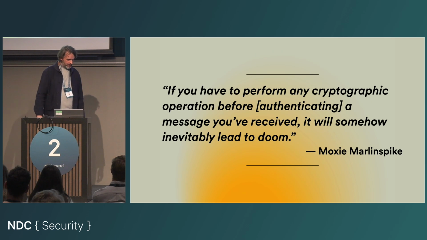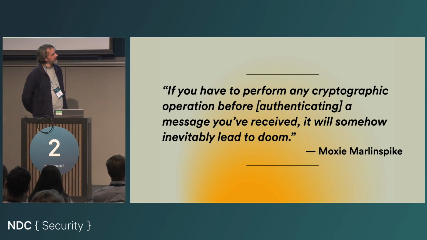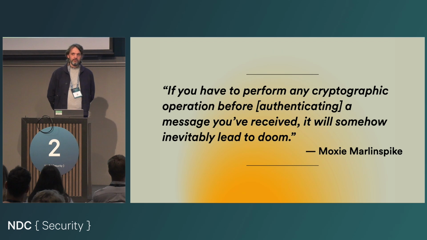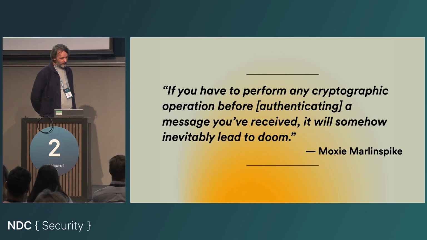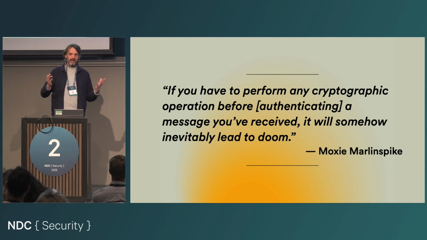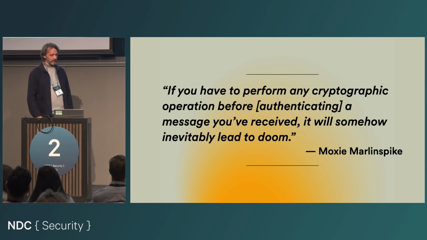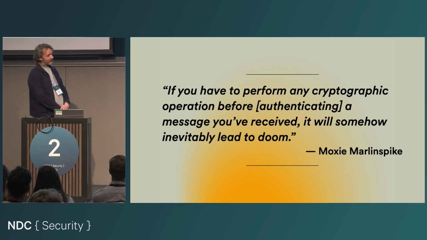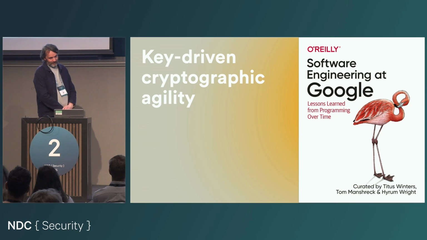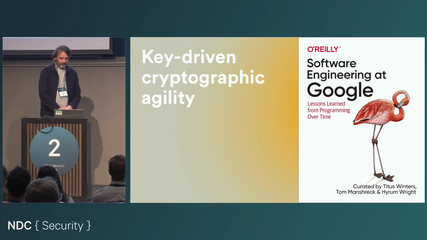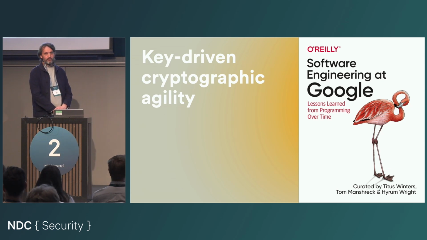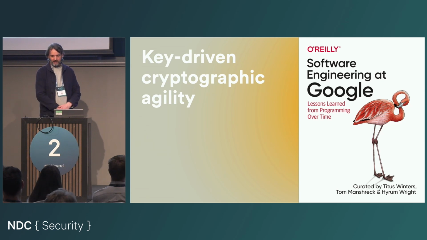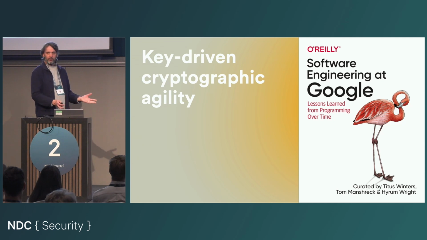And so there's a principle that comes from Moxie Marlinspike, who's the co-author of the Signal secure messenger and protocol. And he said, if you have to perform any kind of operation on a message before you've authenticated it, then it will inevitably lead to doom. And this is called Moxie's cryptographic doom principle, which is a pretty cool name for a principle to have named after you. And so Tink tries to avoid this, right? So one way you could avoid it would be to just not allow cryptographic agility at all and just fix one set of algorithms forever, which is kind of what the NaCl library does.